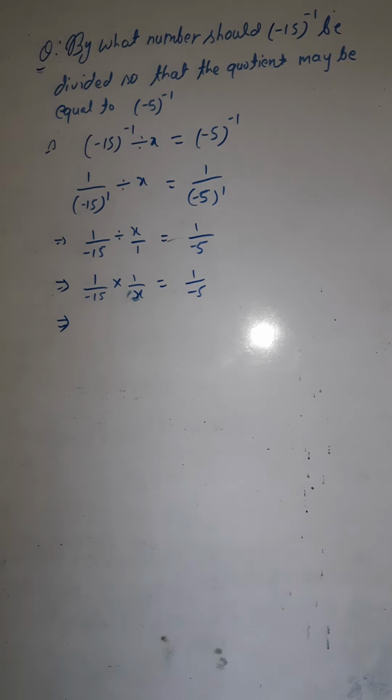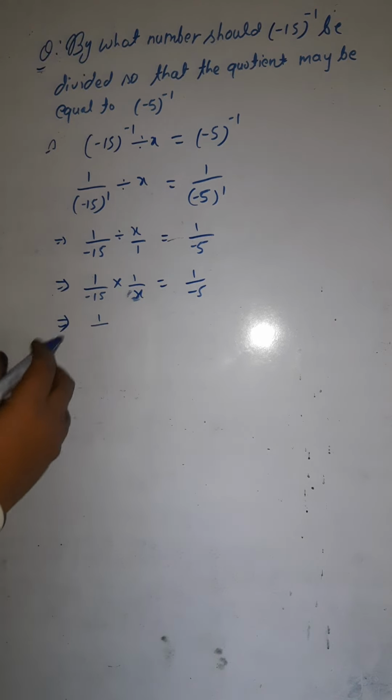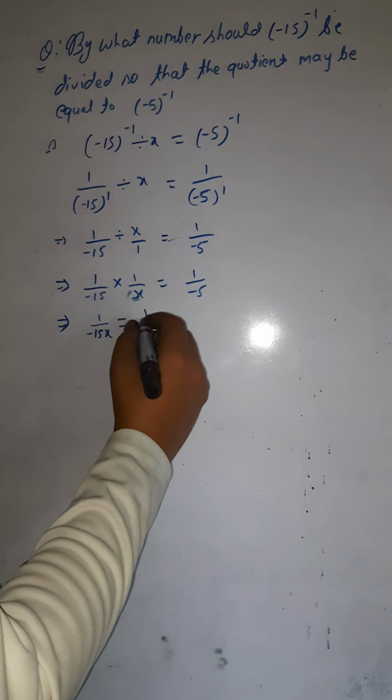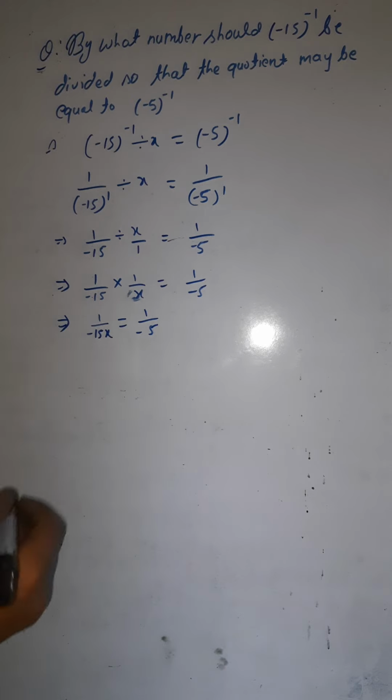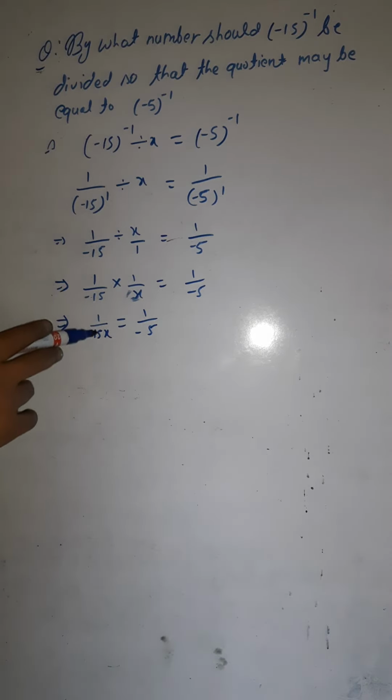Okay. Now let's see how to do such questions. Okay. First multiply. 1 into 1, 1. Minus 15 into x would be minus 15x. It would be equal to minus 5. Is it clear to you? 1 into 1, 1 by minus 15x downside is equal to 1 by minus 5.